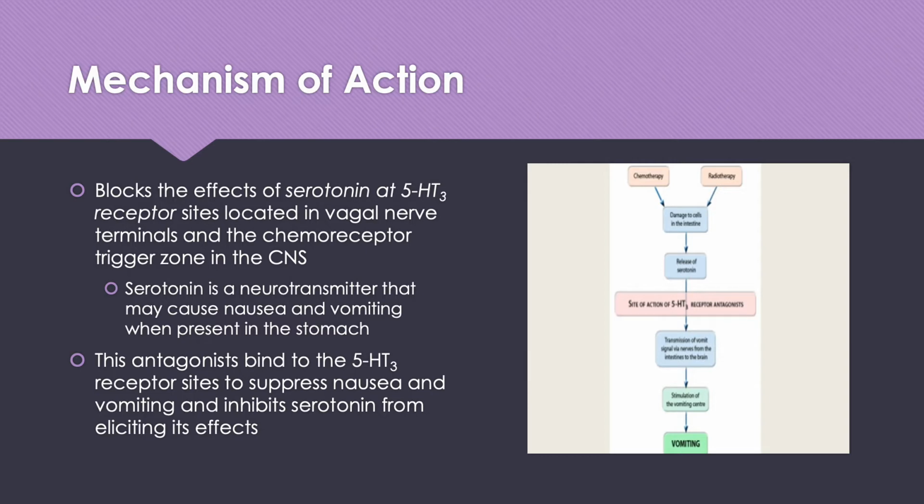Ondansetron is a selective serotonin 5-HT3 receptor antagonist. Serotonin is a neurotransmitter that may cause nausea and vomiting when present in the stomach. So this works by blocking the action of serotonin at 5-HT3 receptor sites. The receptor sites are present on vagal nerve terminals in certain areas of the brain, and these antagonists bind to those receptor sites to suppress vomiting and nausea. The binding of these antagonists inhibits serotonin from eliciting its effects. And the chart to the right just provides more of a visual aid for you to look at.